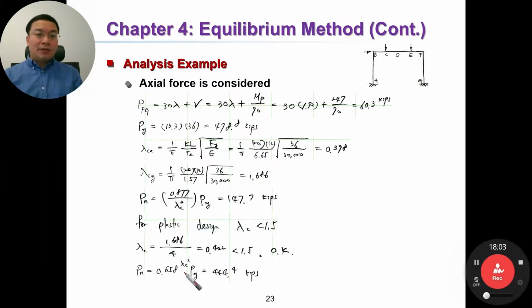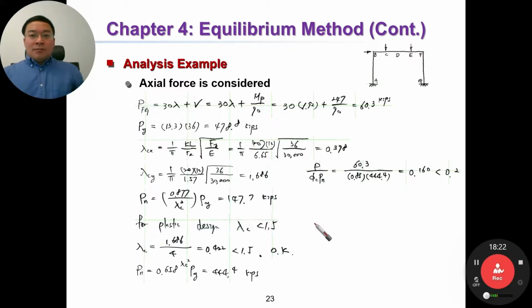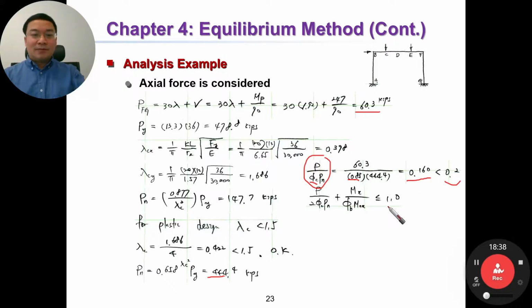Then with plastic behavior, we use this equation to calculate Pn. Now Pn equal to this. Okay. And we have P here, we have Pn here, and it is compression here. Then we have this ratio equal to this one, smaller than 0.2. Then we use this equation, this condition, to check.